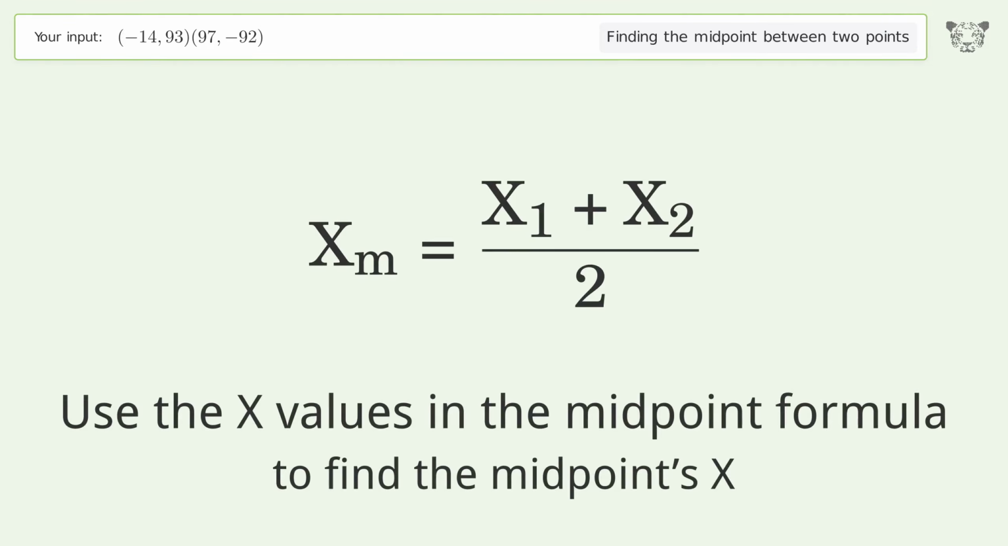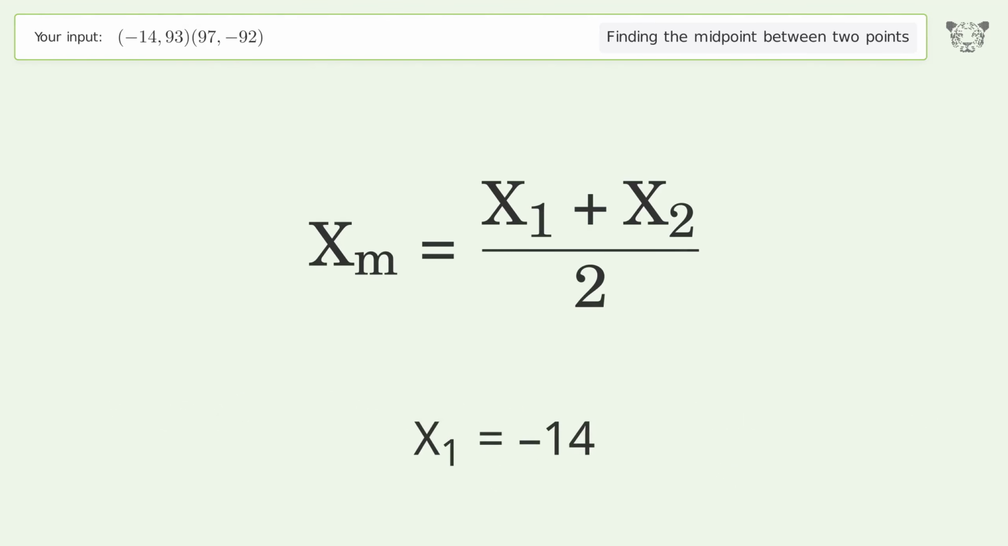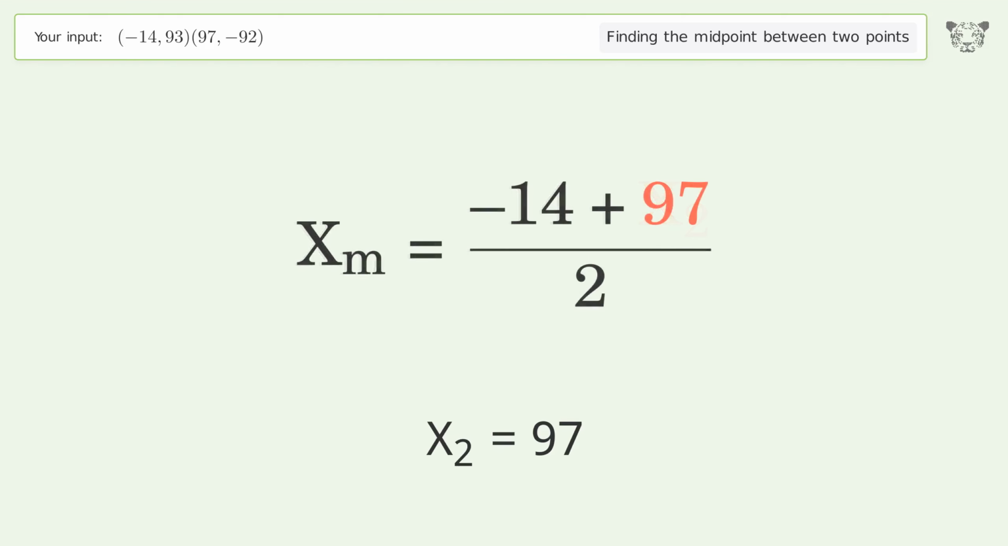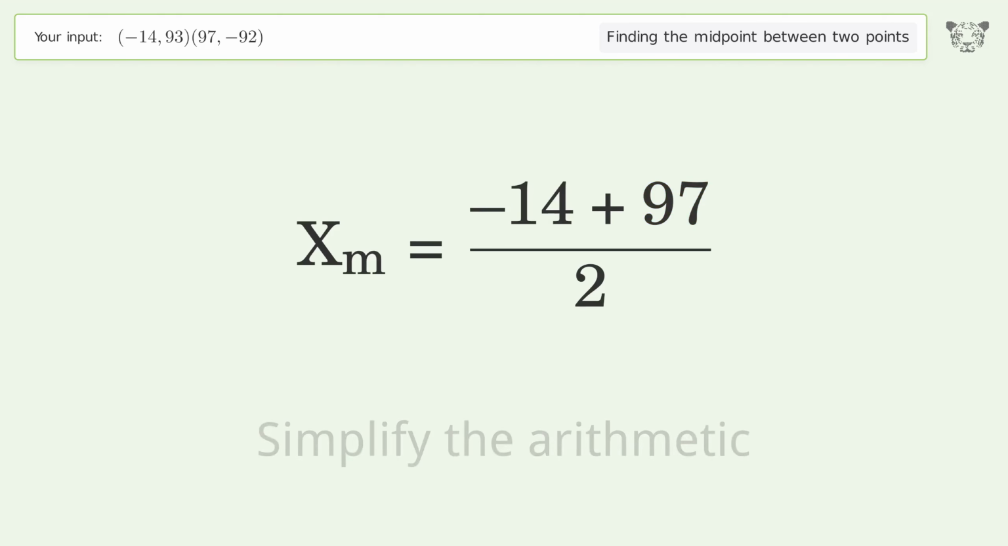Use the x values in the midpoint formula to find the midpoint's x. x1 equals -14. x2 equals 97. Simplify the arithmetic.